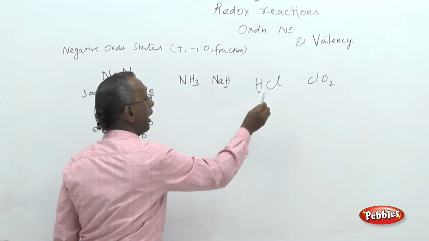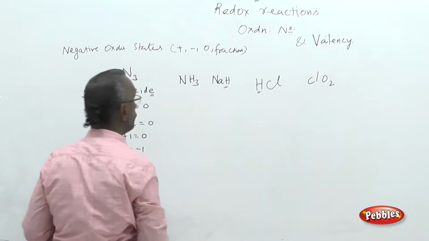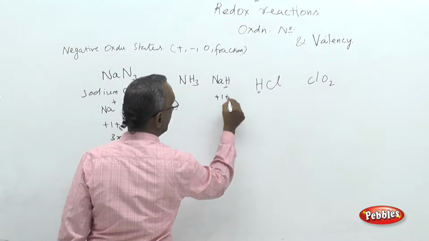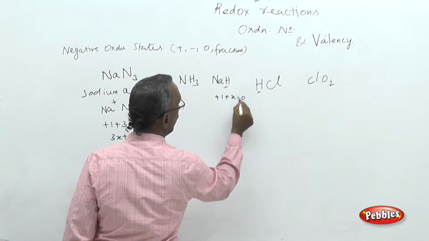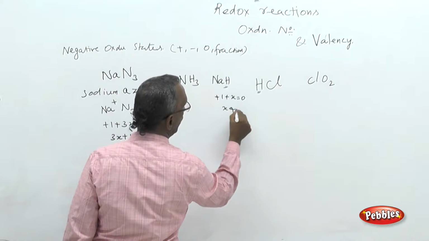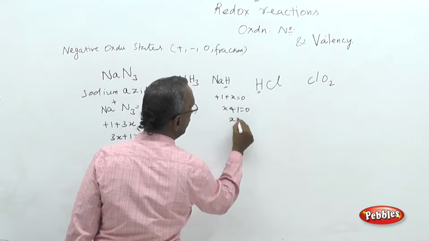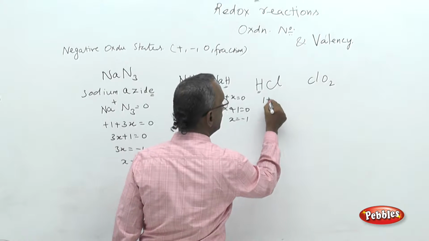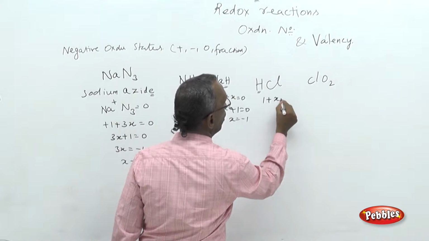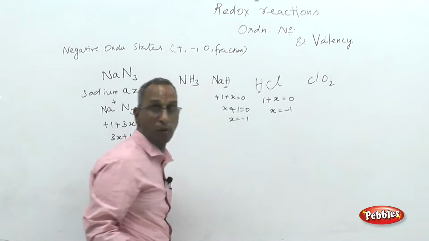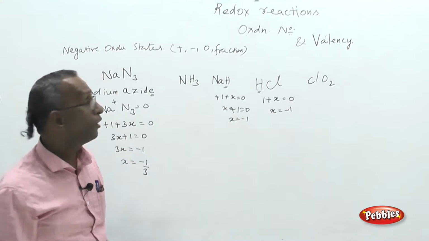Sodium hydride, hydrogen chloride. In the case of sodium hydride, we have already seen +1 plus hydrogen x. If we solve, x + 1 = 0, so x = -1. Here hydrogen is +1, chlorine we don't know, 1 + x = 0. Here the chlorine oxidation state is -1.